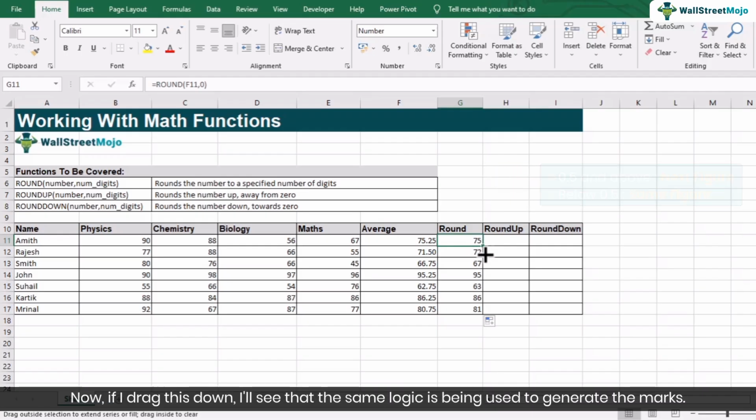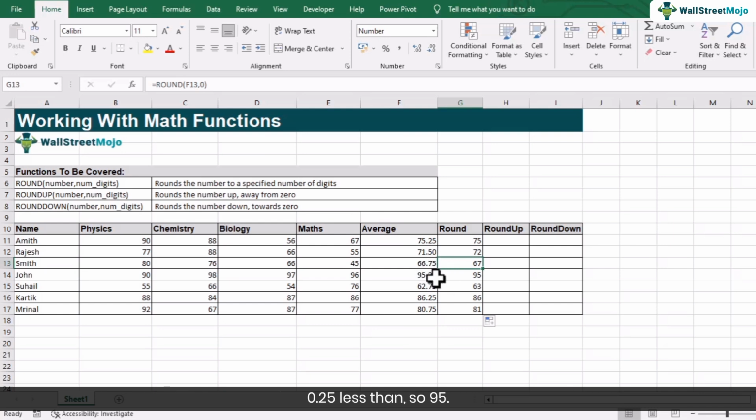Now, if I drag this down, I'll see that the same logic is being used to generate the marks. So this becomes 67 because he got 67.75. That means more than 0.5. 95.25 is less than, so 95. 62.75 is more than, so 63. 86.25 is less than, so 86. And 80.75, 81. So this is how it rounds.